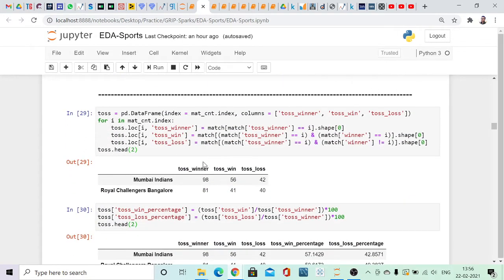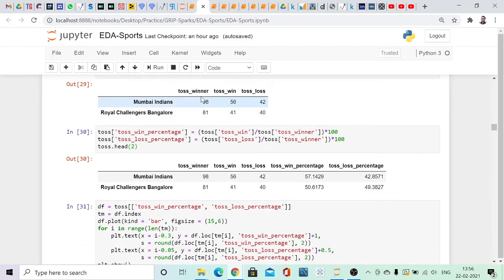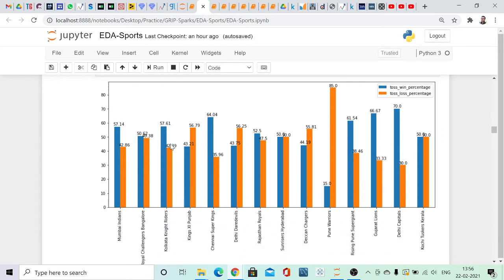Now let's see how the toss affects a team's performance. So we can see how many times a team has won the toss, and after winning the toss whether the team has won or the team has lost. So we can see here that after winning the toss what has been the win percentage for a team. So we can see for teams like Mumbai Indians, Kolkata Knight Riders, Chennai Super Kings, after winning the toss their chances of winning has been quite high, and they have lost much fewer matches after winning the toss. That is, their decision after winning the toss has been good.